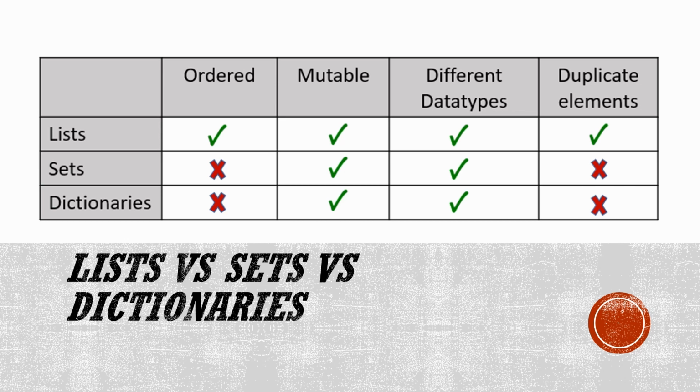Here is a table of comparison between lists, sets, and dictionaries. As you can see, only lists contain ordered elements and can store duplicates, whereas in sets and dictionaries, the elements are unordered and they cannot store duplicates. All of them are mutable and can store different data types in a single data structure.